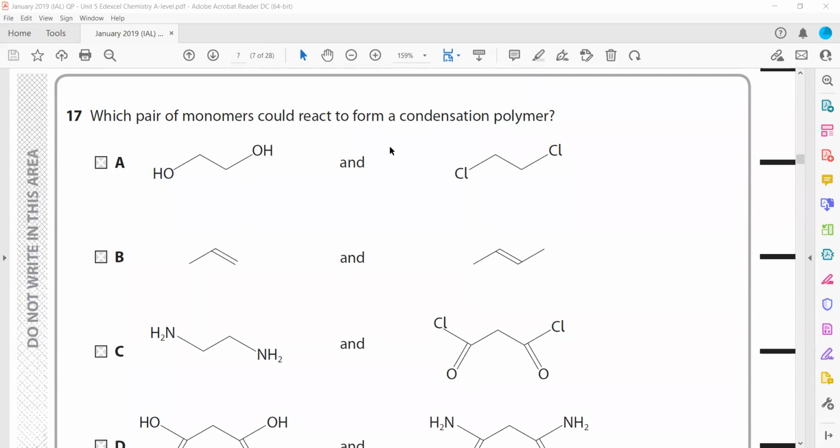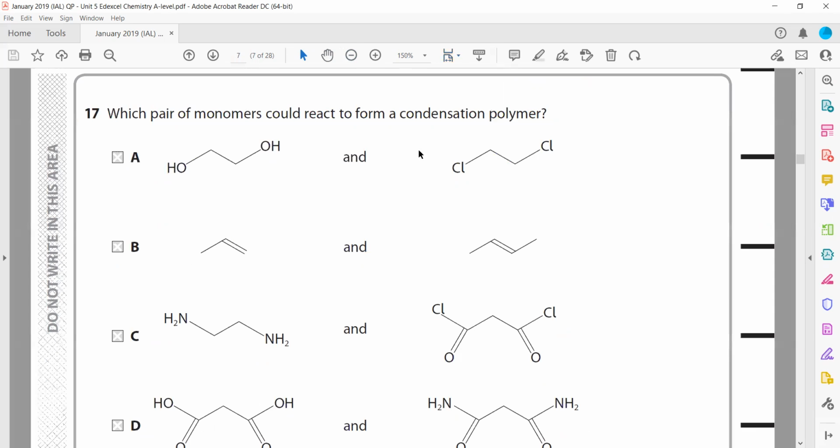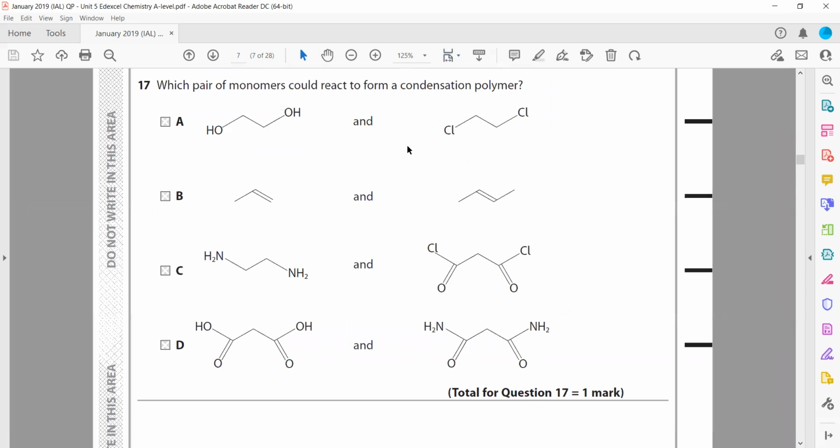Which pair of monomers could react to form a condensation polymer? A condensation polymer can form when a carboxylic acid reacts with an amine, or a carboxylic acid reacts with an alcohol, or an alcohol reacts with another alcohol, or acyl chlorides react with them. The acyl chloride is a C double bonded with O and Cl. If they react with an alcohol, that will also produce an ester. So condensation polymerization for 17.